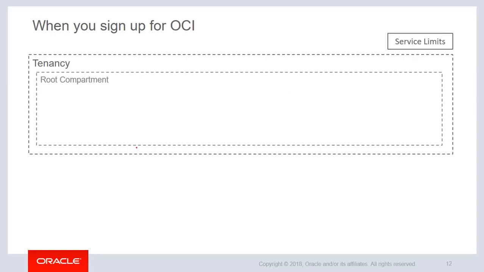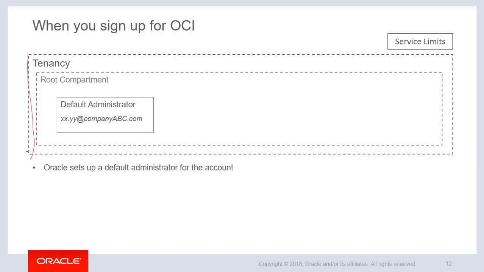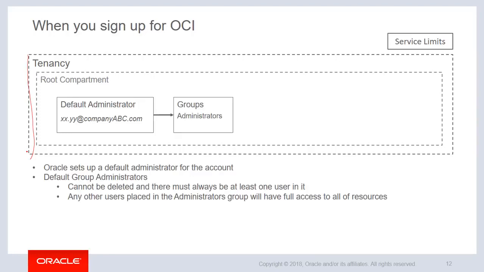When you sign up for OCI for the first time, as we discussed earlier, you get your tenancy, right? This is your account. Now with tenancy, you also get this thing called a root compartment. Remember, we just went through this, that compartments can have 6 levels of hierarchies. The first, your tenancy, there is something called a root compartment, which is the parent compartment. Oracle sets up a default administrator for the account, and Oracle also sets up the root compartment. You don't have to create this.